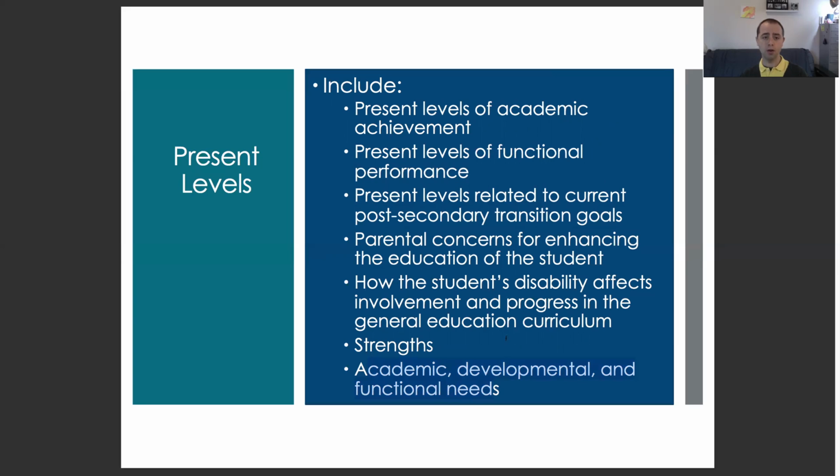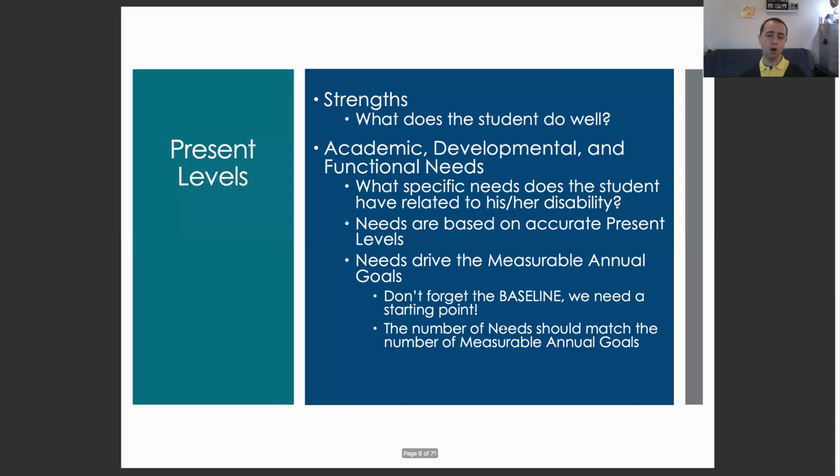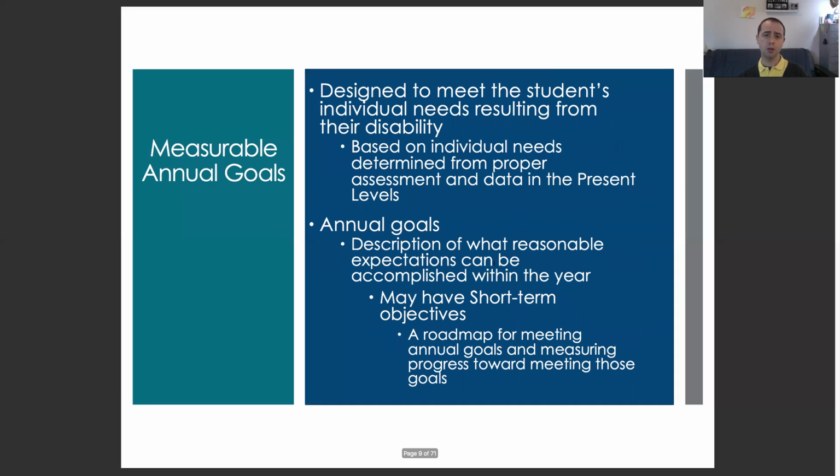Those needs are what drive your measurable annual goals, and we come up with those needs by making awesome present levels. The present levels also talk about what the student can do well, and again, we just talked about those developmental and academic needs. Why are we here? We're here to focus on those needs, and we're here to get those needs met with measurable annual goals. We also want to make sure that we always have a baseline with those measurable annual goals in the present levels.